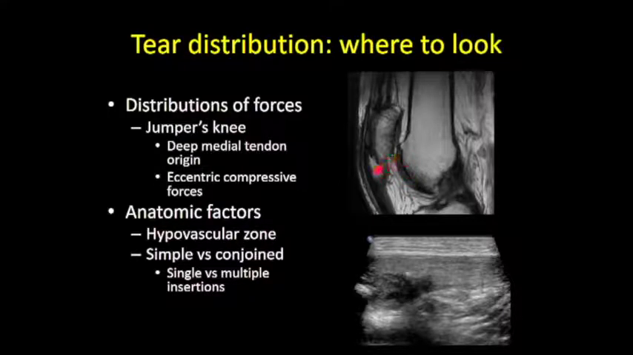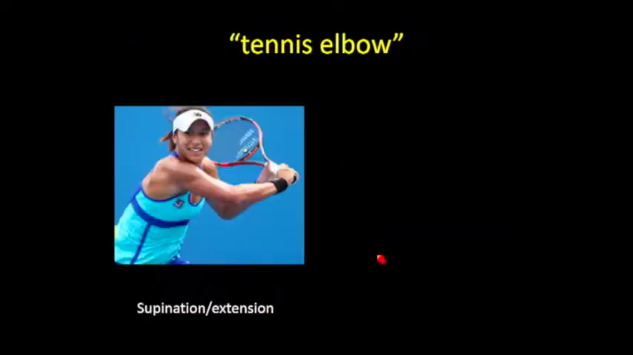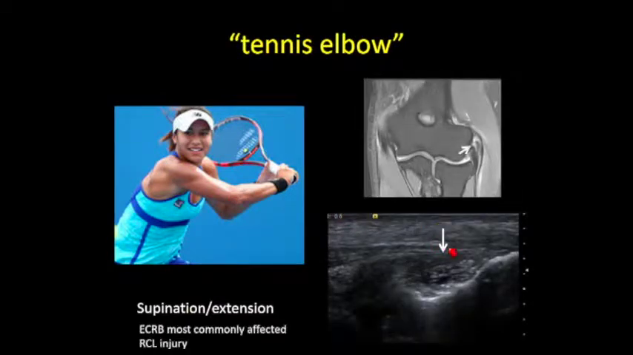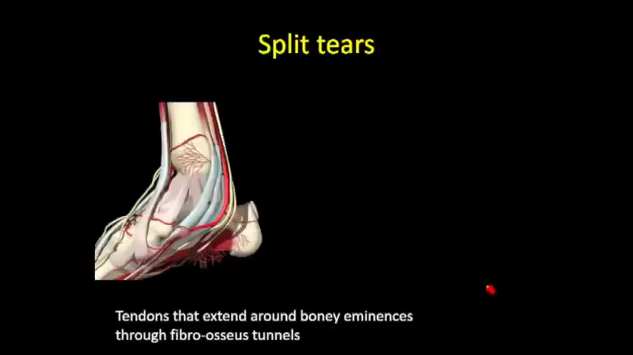So here we have that. We see that in this MR as well as in the ultrasound. In tennis players, it tends to be a chronic supination and hyperextension injury, which tends to cause compressive forces along the lateral epicondyle. So we see the sort of typical distribution of tendon tears along the deep fibers of one tendon in particular, the extensor carpi radialis brevis.